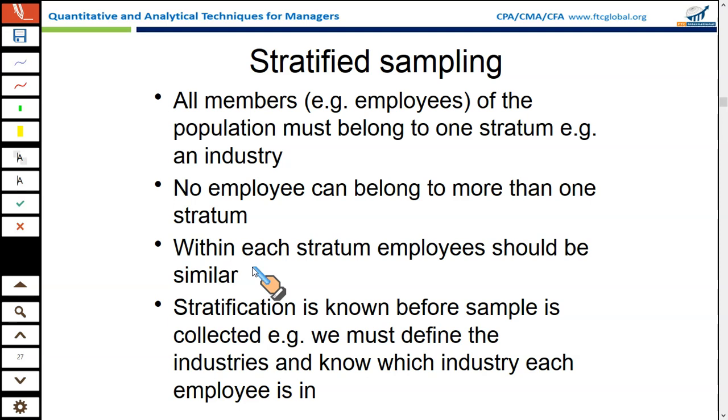Members within each stratum should be similar to each other, which enhances the effectiveness of the sampling by reducing the variance within the stratum. Stratification is known before the sample is collected. That is, we must define industries and know which industry each employee is in. This means the criteria for stratification must be established before the sample is collected. This ensures that the sampling plan can be appropriately designed to represent the population accurately.